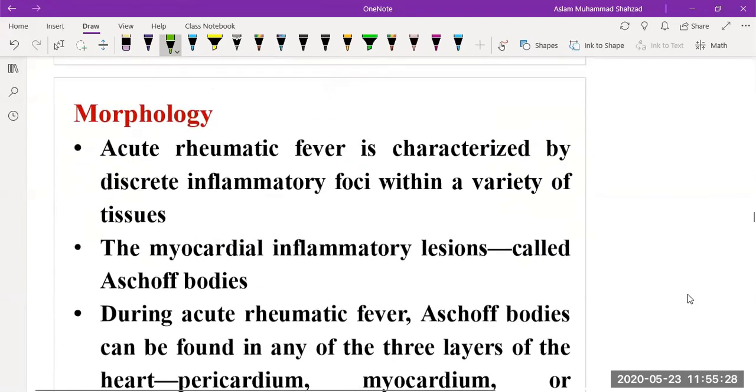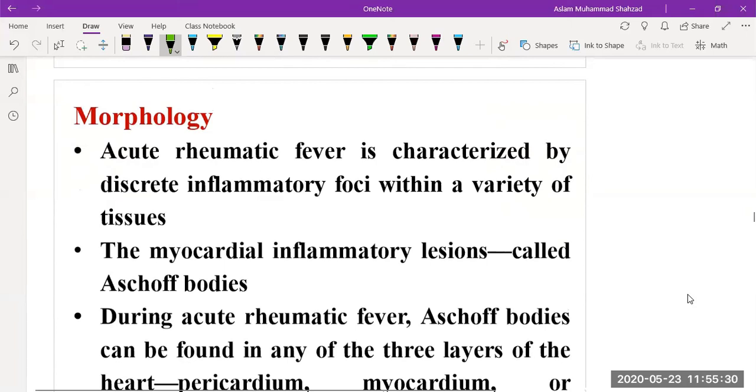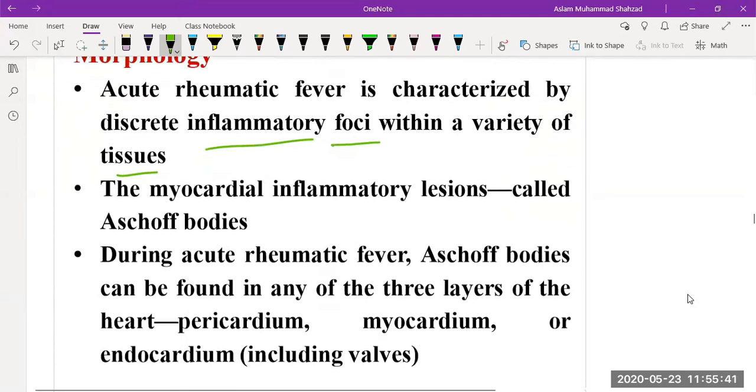Let's discuss the morphological characteristics. Acute rheumatic fever is characterized by discrete inflammatory foci within a wide variety of tissues, because it can affect the valves and can affect the myocardium. The myocardial inflammatory lesions can be explained in terms of Aschoff bodies. During acute rheumatic fever, Aschoff bodies can be found in any of the three layers of the heart, which are the pericardium, myocardium, or endocardium, including the valves as well.